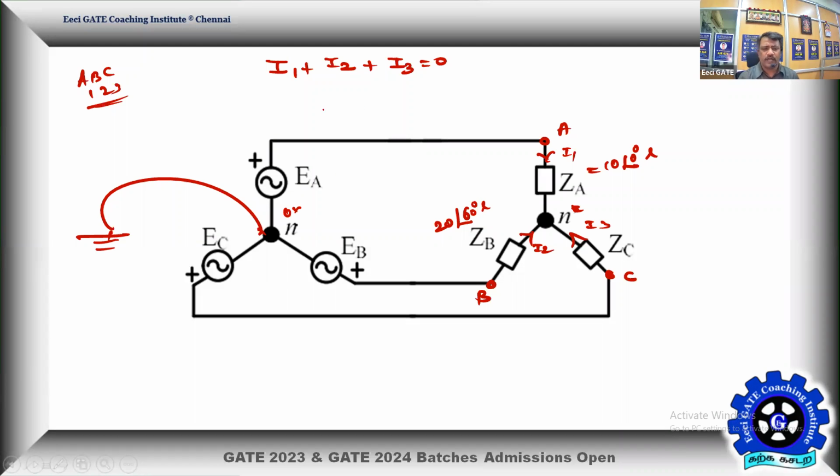So I1 we can determine. What is I1? I1 is the current in the A phase, nothing but VAN divided by the impedance ZA, that is 10 angle 0. I2 we can determine similarly. What is I2? The B phase current. It is VBN divided by the impedance 20 at an angle 60 degree ohms. Let us evaluate them. So from this, what is I1?